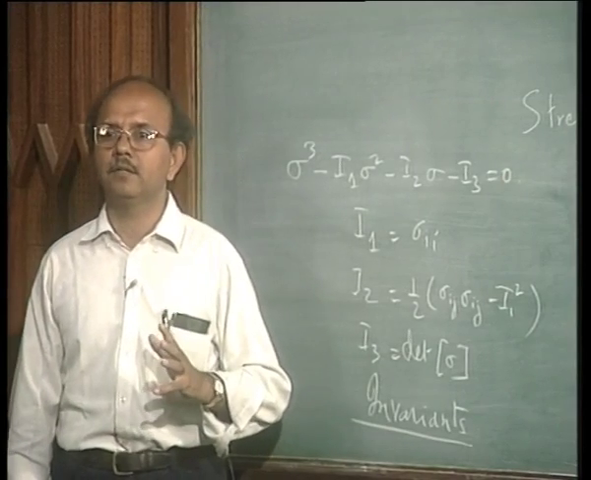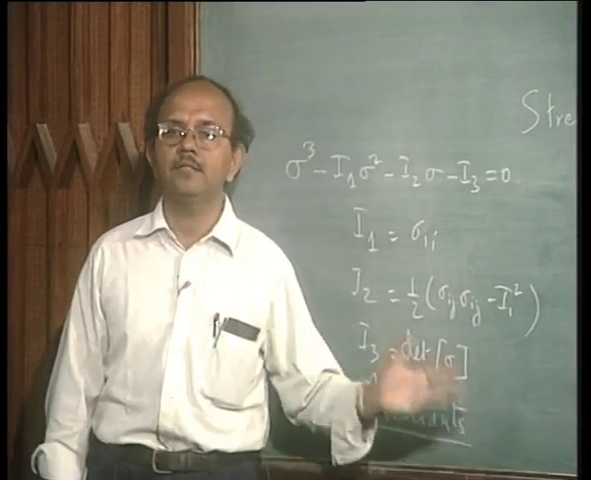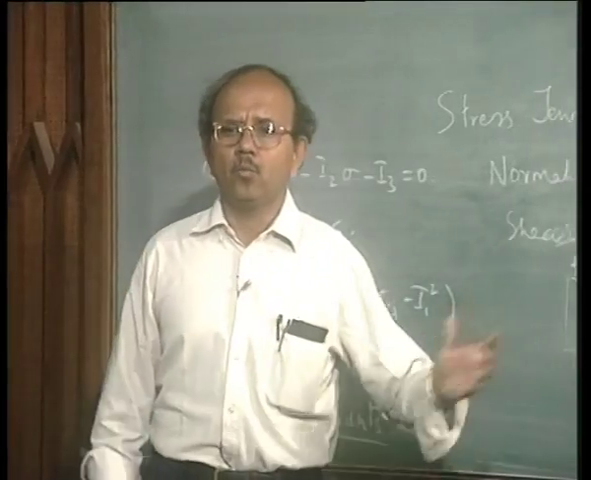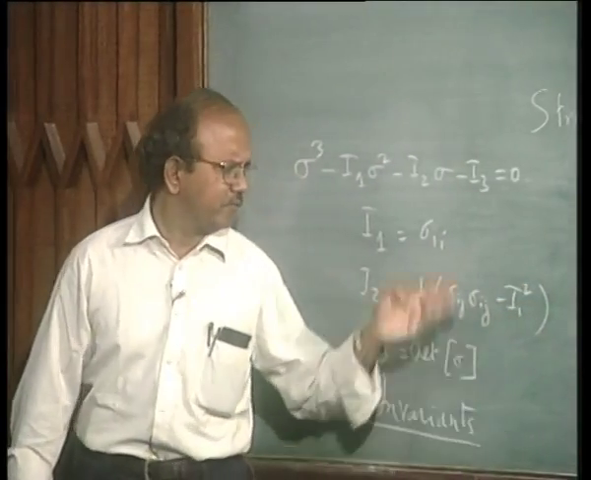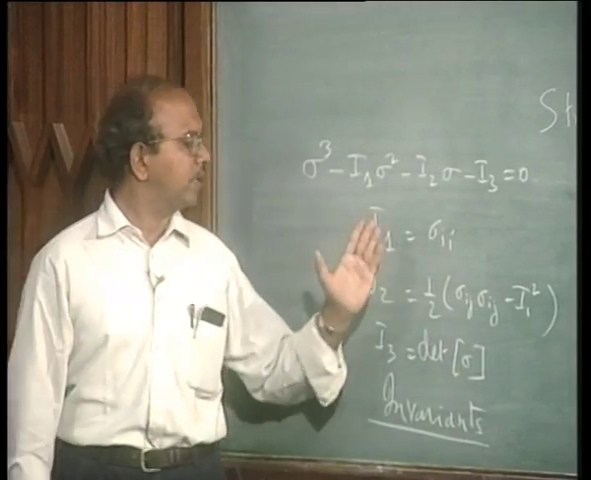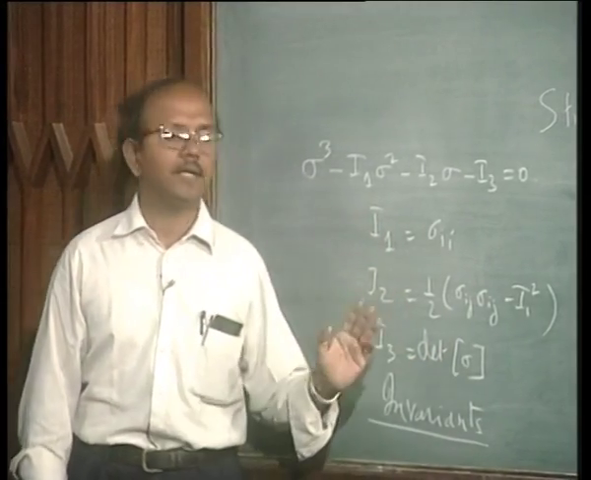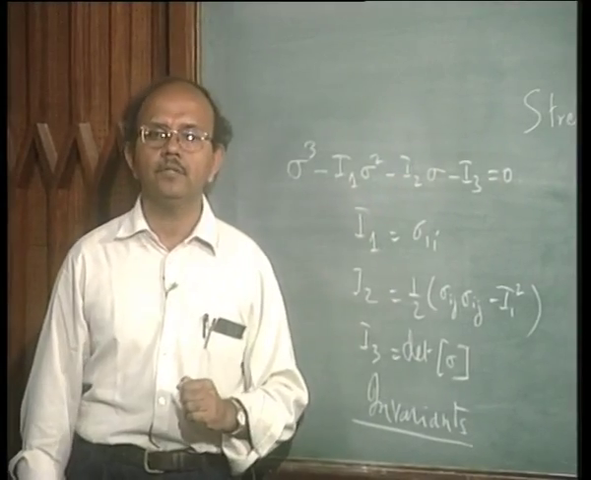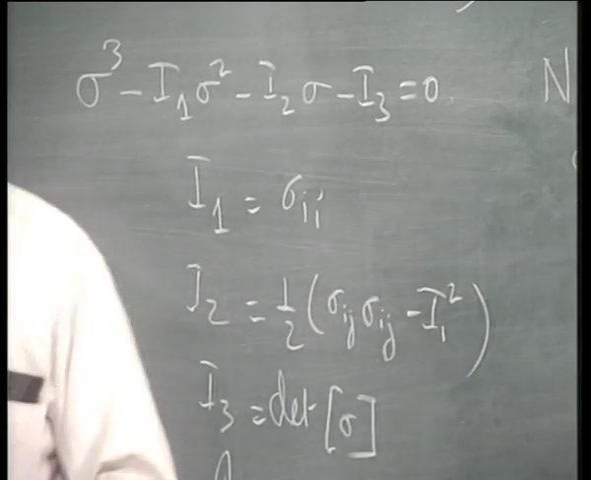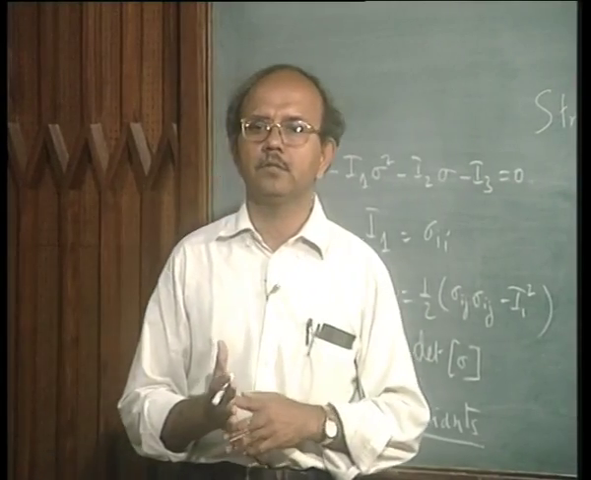Is that clear? Okay, hence they are called invariants. Now, once I have this, it is very straightforward to find I1, I2 and I3, and once I know what I1, I2 and I3 are, I can very easily substitute them in this equation and solve this cubic equation. You know so many methods to solve them. What is the simplest method you can use?